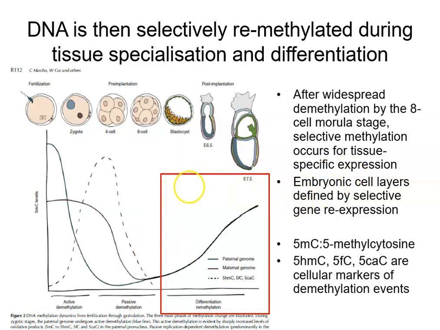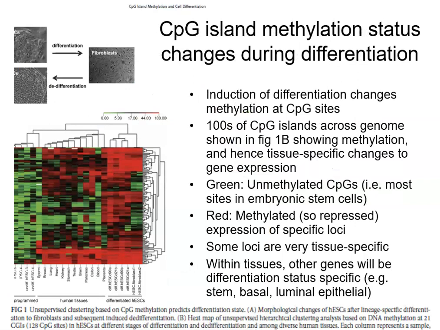And then as the embryo moves through to the morula and the blastocyst stage, you then get 5-methylcytosine levels rising and occurring specifically in certain regions, and that is then controlling gene expression. So whereas here lots of genes are switched on, here we're selectively pruning and switching off genes to help shape the embryo.